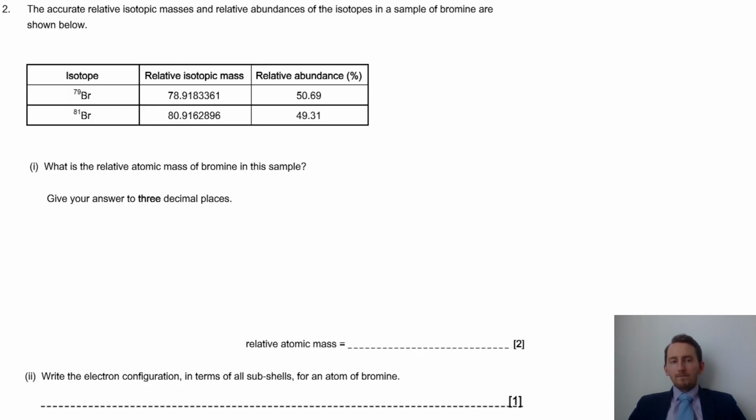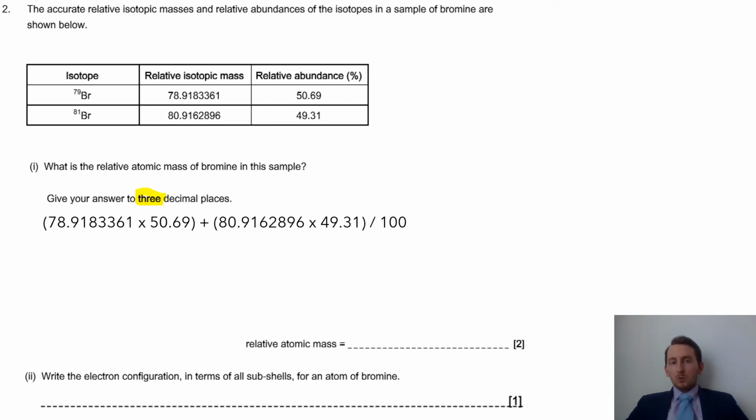Okay, final question. We've got some relative isotopic masses and some abundances. It says, what is the relative atomic mass of bromine in this sample? Answer to 3 decimal places. Just want to emphasize that it's 3. It's in bold, but again, we see people time and time again not putting it to the appropriate degree of accuracy. So, as we'd expect, nice and straightforward.